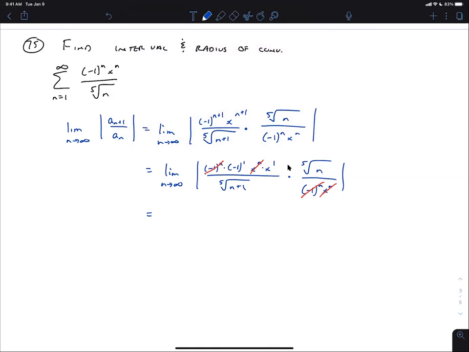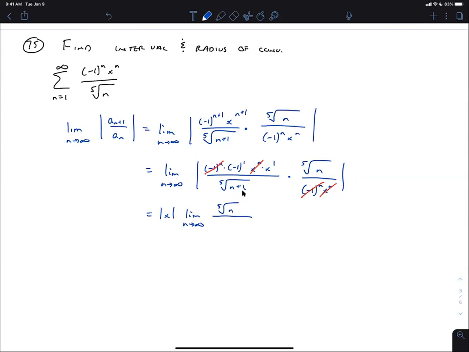The x to the first, we can pull that out of the limit because x doesn't change as n goes to infinity, but it has to stay in the absolute value because x can be positive or negative. And then the fifth root of n, fifth root normally can be positive or negative, but as n goes to infinity, it's positive. So we can pull it out of the absolute value, but you cannot pull it out of the limit because n is going to infinity. And so obviously n is changing.